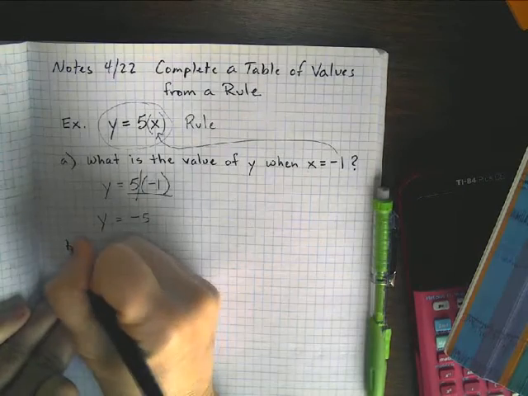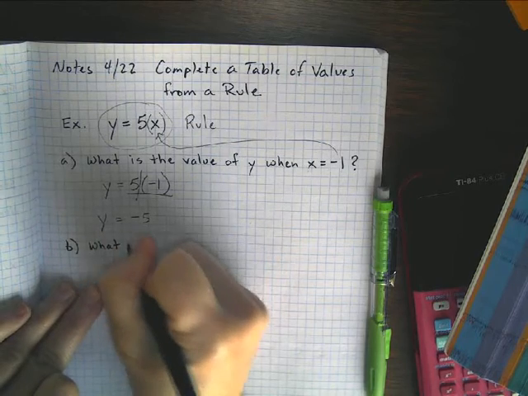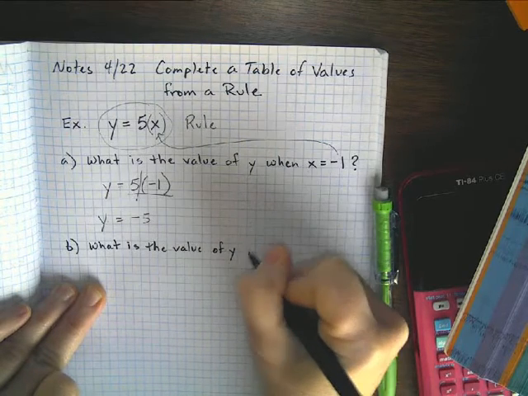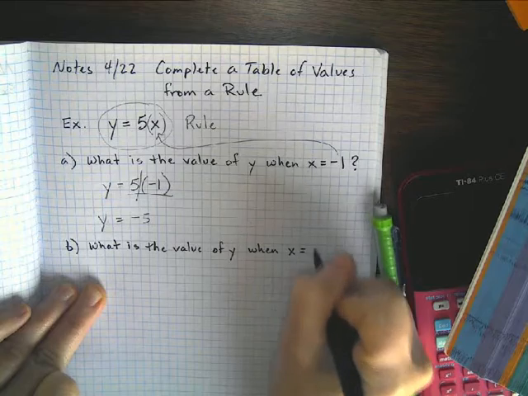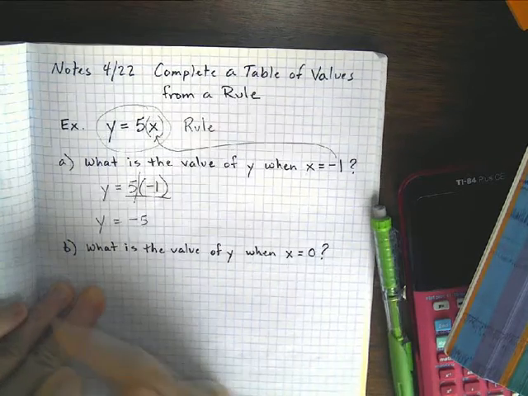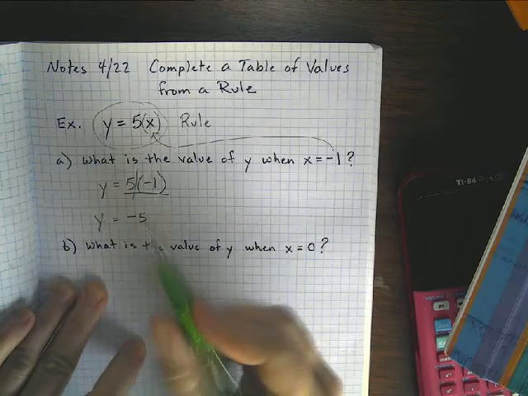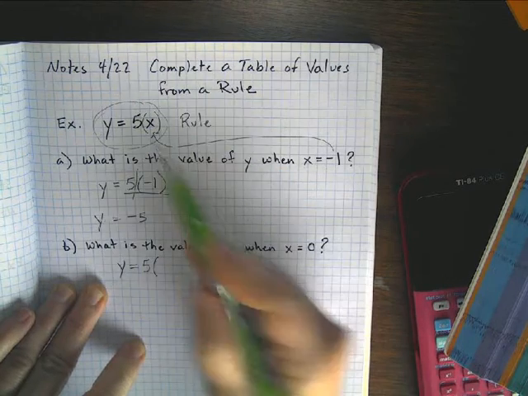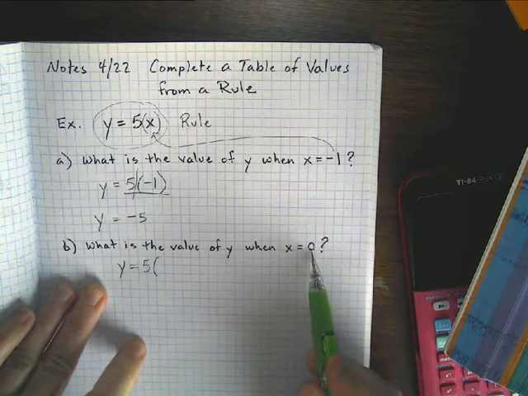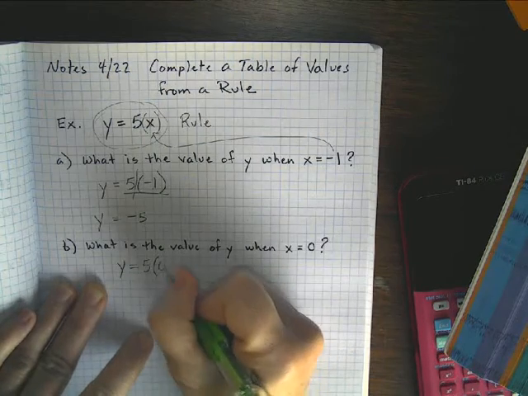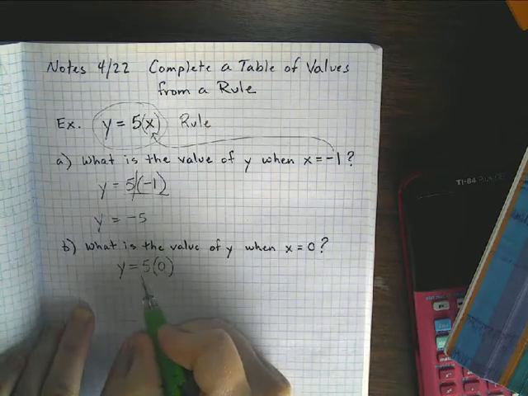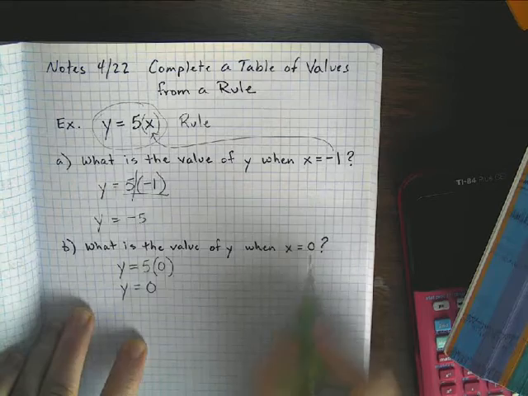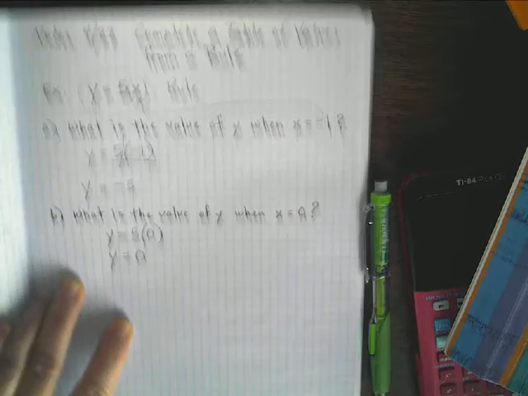Next question. What is the value of y when x equals 0? So we're going to do the same thing again. We're going to take our rule. y equals 5, parentheses, where the x is, this time we're going to put in 0. So we're changing what we're putting in for x. 5 times 0 is just 0, so y equals 0. So when x is 0, y is 0. Okay, next one.